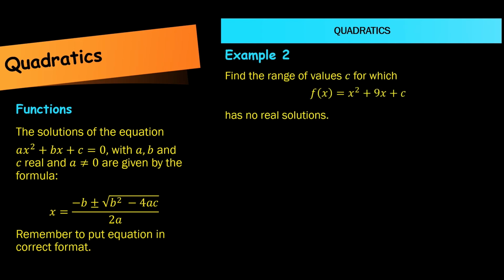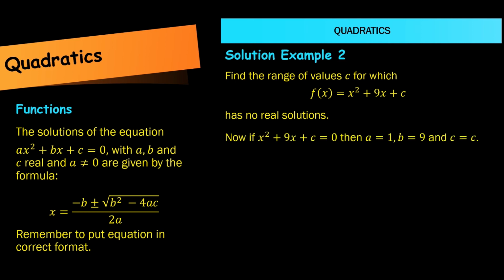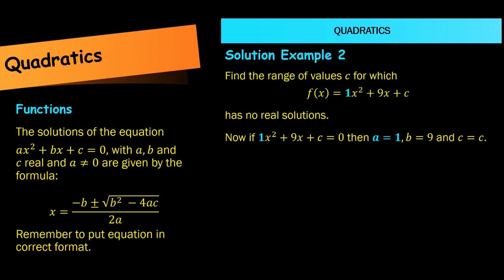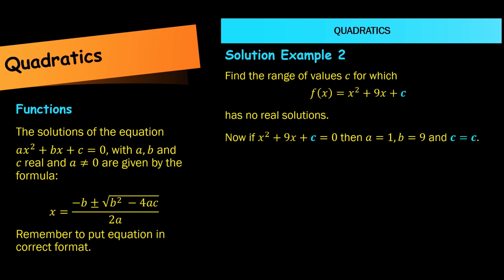Now for example 2. Pause the video and have a go. Press play when you're ready to view the solution. So in this example, we're required to find the range of values of c for which f of x has no real solutions. Now let f of x equal 0. Then we have that a equals 1, b equals 9, and we'll leave c as it is, because we have to solve for that.